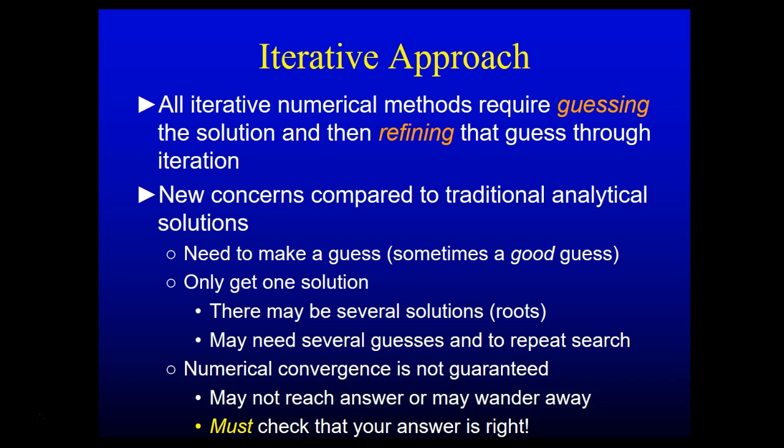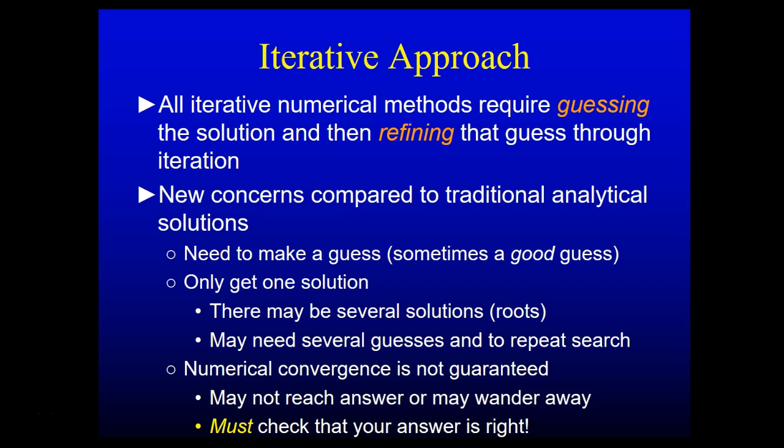And finally, and probably most painfully, is the convergence, or making a guess and then refining to the next guess, refining to the next guess. Ideally, the method you're using is going to lead you closer and closer to the correct answer, but it may not always do that. It may not always converge. And so you must always check to make sure that your answer is right. These are the limitations and the reason why we care about iterative approaches.